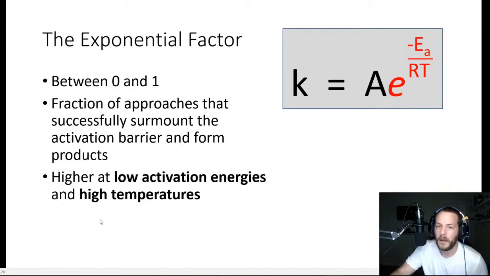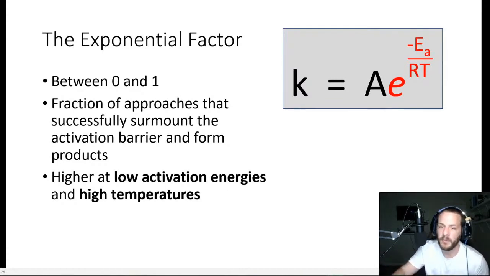And then here we have the exponential factor. The exponential factor is this whole thing in red right here, e to the minus E sub A over RT. This number is between 0 and 1, and it represents the fraction of the approaches that successfully surmount the activation barrier to form products. If you play around with these numbers, you'll understand that when the activation energy is low and the temperature is high, the exponential factor is higher. In other words, it's closer to 1 and further away from 0.